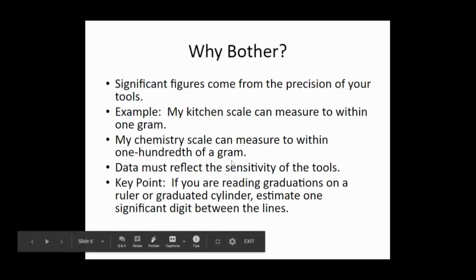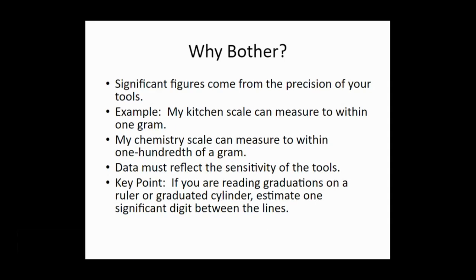Okay, here we go. So why do we bother with scientific notation and significant figures? Well, sig figs come from the precision of your tools. My kitchen scale measures just to 1 gram. It says this weighs 10 grams or 11 grams or 12 grams. My chemistry scale could say this weighs 11.13 grams. So it gives me much more precision. And our data reflects the sensitivity of our tools.